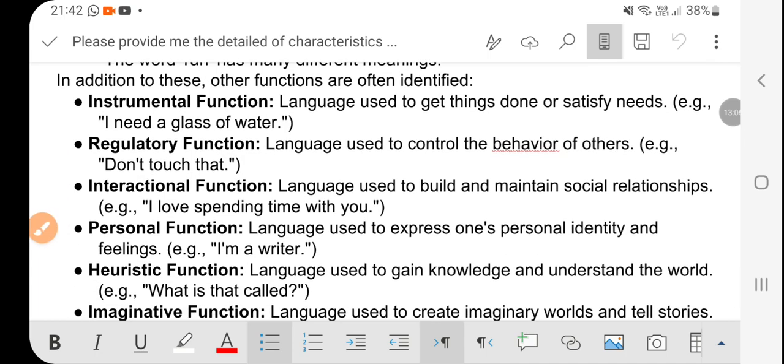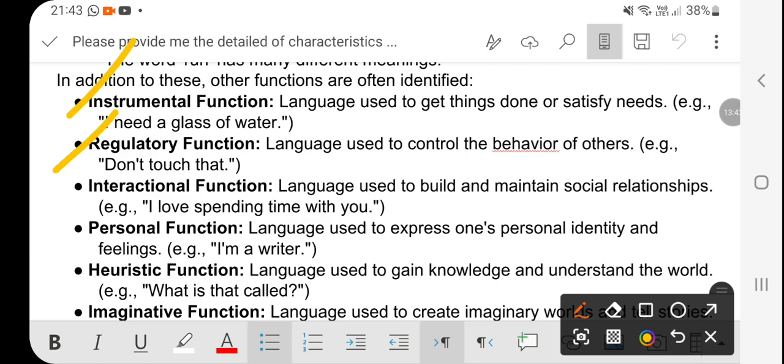Now, in addition to these, other functions are often identified. Instrumental function: language used to get things done or satisfy needs. So sometimes I need a glass of water, so someone will bring you a glass of water. So that is instrumental function, meaning you are using someone as an instrument, or if you're demanding something, if you're saying something and expecting something in response, that is called instrumental function.